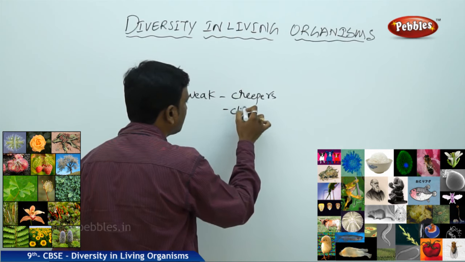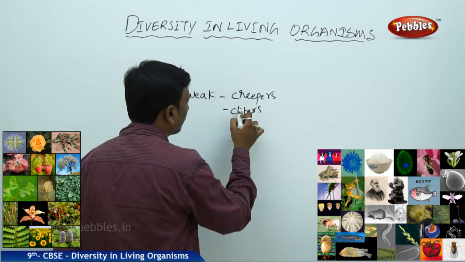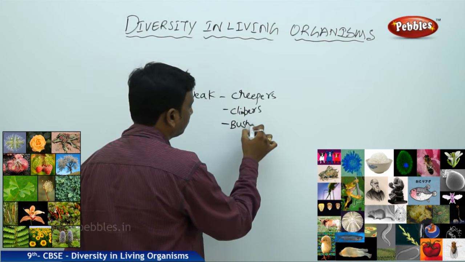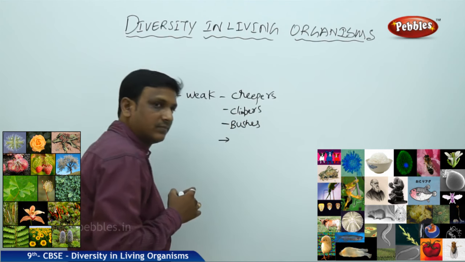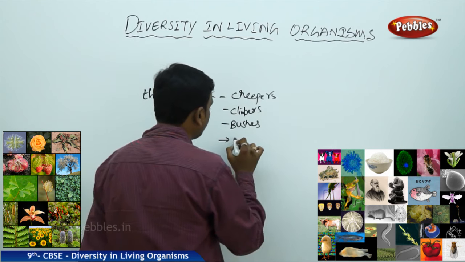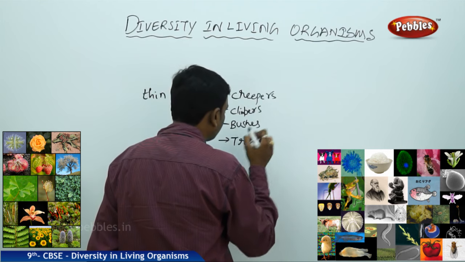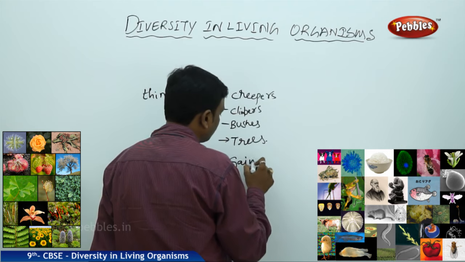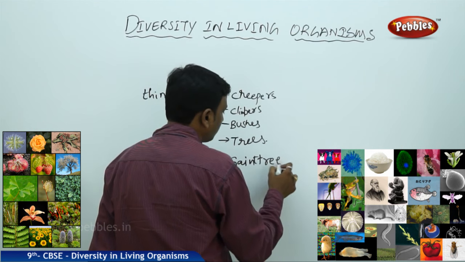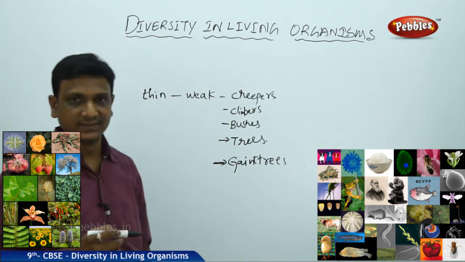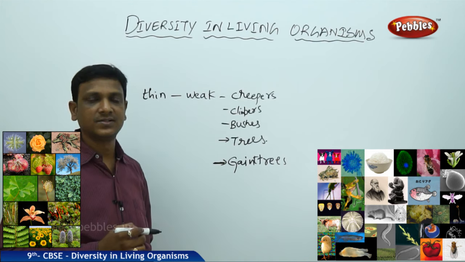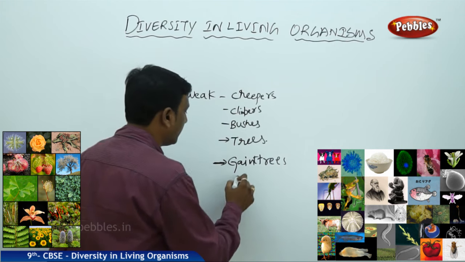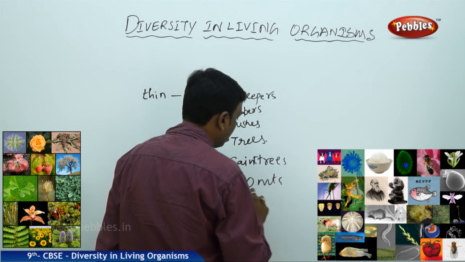You find climbers, and you find bushes, and you find big trees, and you find giant trees which grow up to 10 meters, 20 meters, 30 meters of height, and sometimes we find trees which grow up to a height of even 100 meters. Giant redwood trees of California.